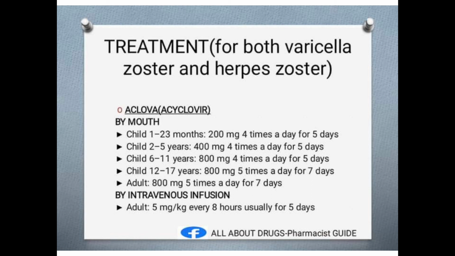By intravenous infusion, the adult dose is 5 mg per kg every 8 hours, usually for 5 days. So this is all about herpes zoster, herpes simplex, and varicella zoster.